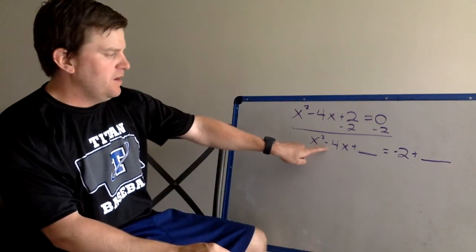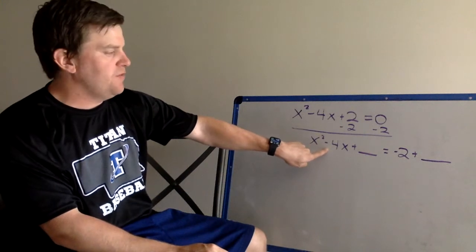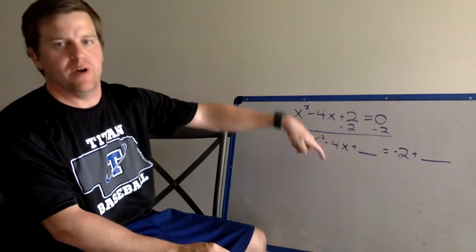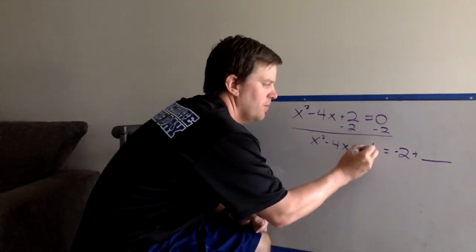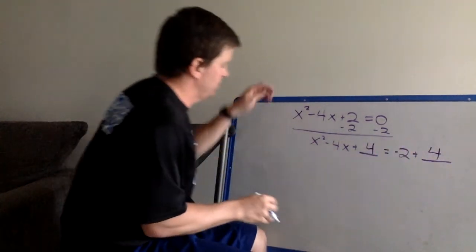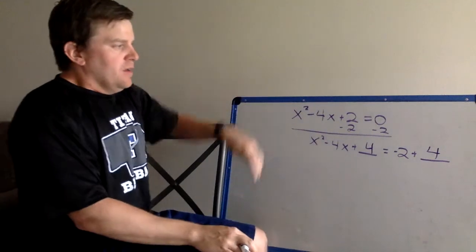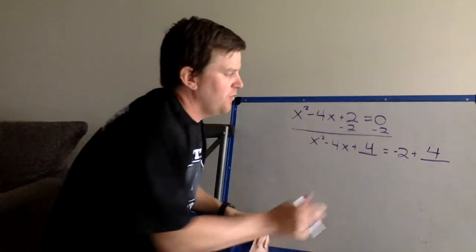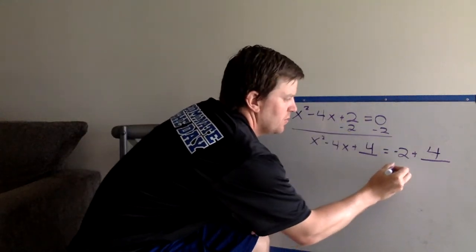Okay, our pattern. Half of b, half of negative 4 is negative 2. Square it. 2 squared is 4. If we add 4 over here, we have to add 4 over here to keep it balanced. Okay. Now, right side, negative 2 plus 4, well, that's just positive 2.